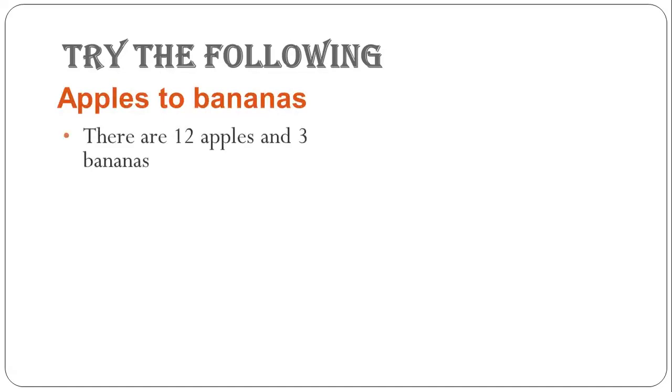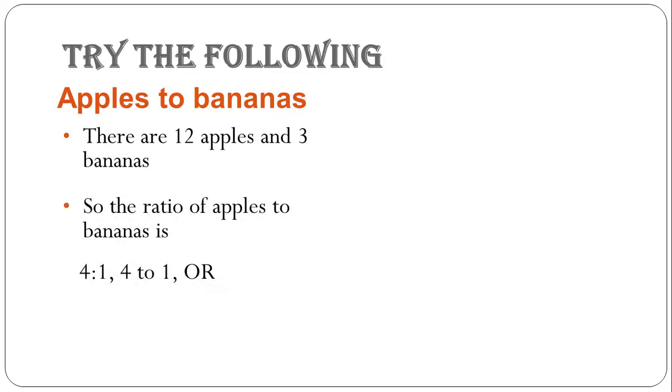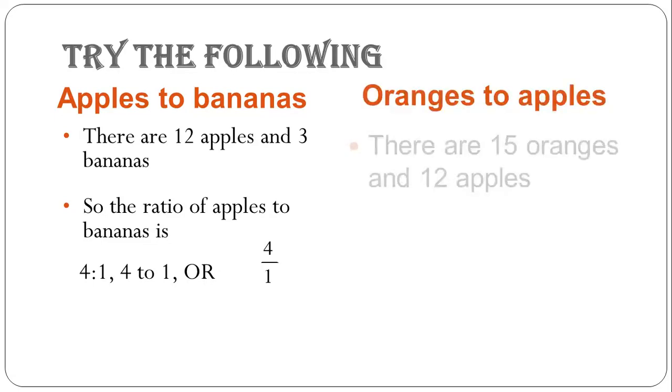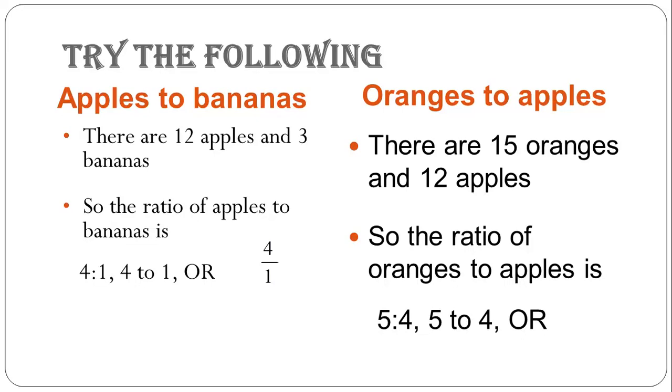So, try the following. Apple to banana naman tayo. So, there are 12 apples and 3 bananas. So, paano natin siya i-ratio? So, the ratio of apples to bananas is 4 is to 1 or 4 over 1. Kapag ka orange to apples naman, halimbawa, there are 15 oranges and 12 apples. So, from orange to apples, we have 5 over 4 or 5 is to 4.